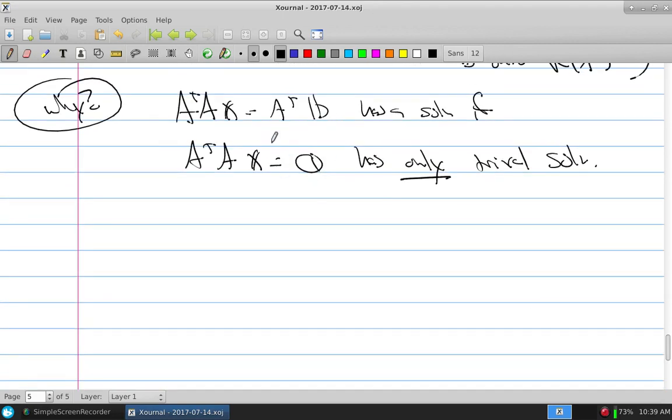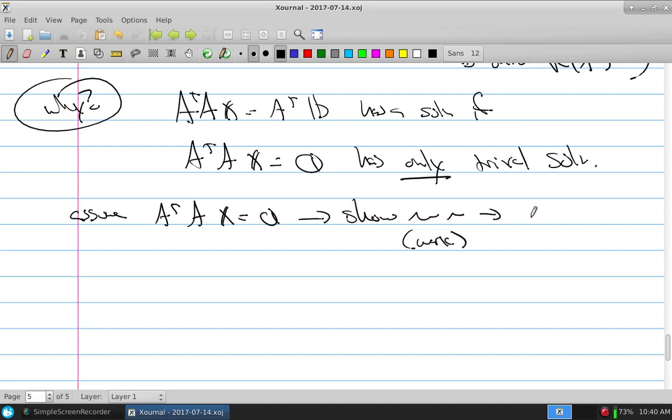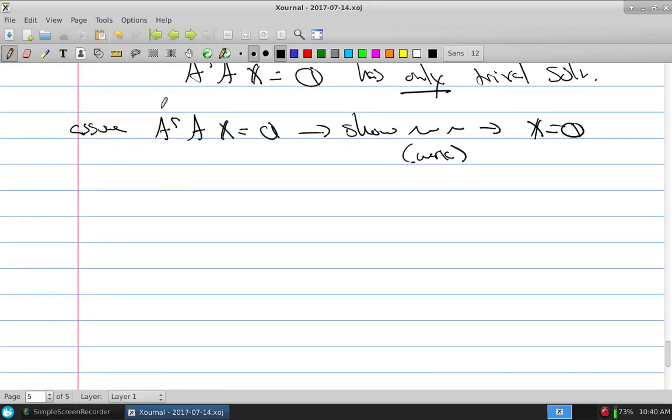So what I want to start off with is, hey, if this is true, so this is where we start. Let's go ahead and assume that A transpose A x does equal 0. And now we want to do some work, and I want to show, a lot of work here, that x has to be 0. That's the only thing that's going to work. All right, first off, we start off here. A transpose times AX equals 0.